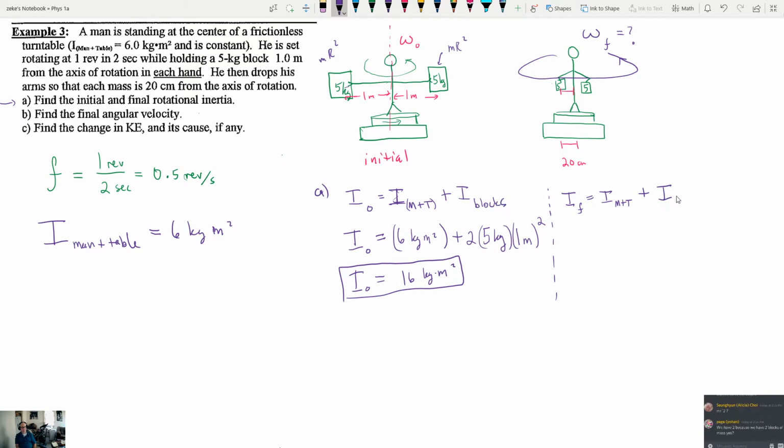Yes, that's right, Bjohan. Okay, and then doing the same calculation for the final scenario, moment of inertia of man plus table is 6. Moment of inertia of the blocks is going to be, again, 2 times their mass, and now we multiply by the 20 centimeter distance, so by 0.2 meters whole squared. And this one then, let's see, 10 times 0.04 is 0.4, so I think your answer here is going to be like 6.4. Do you all agree?